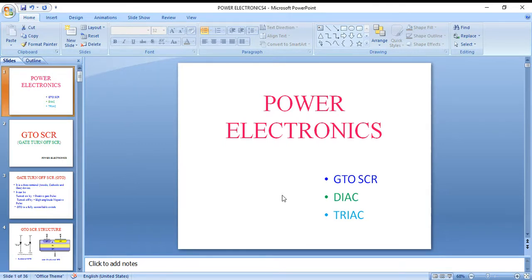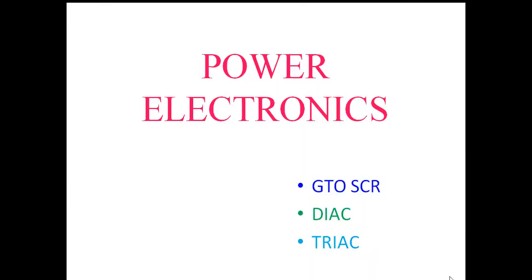The main thing we get in power electronic devices is control over the conduction of the device. We use this feature in practical applications where we require control in power circuits. Different power system components are operated using these power semiconductor devices. So in today's class, we are going to discuss other power electronic devices called GTO SCR, DIAC, and TRIAC in detail.